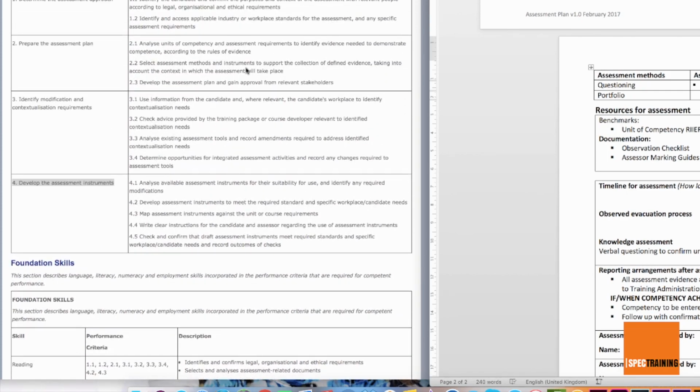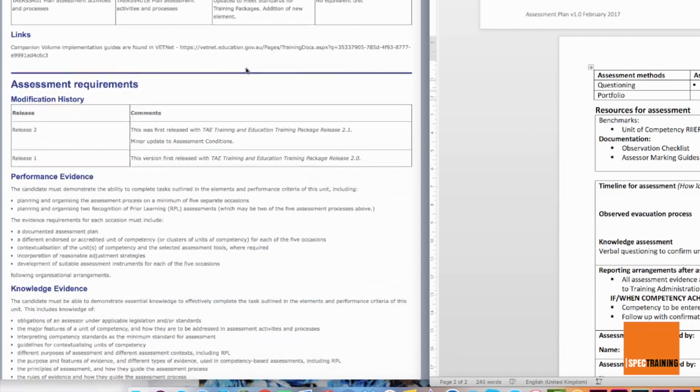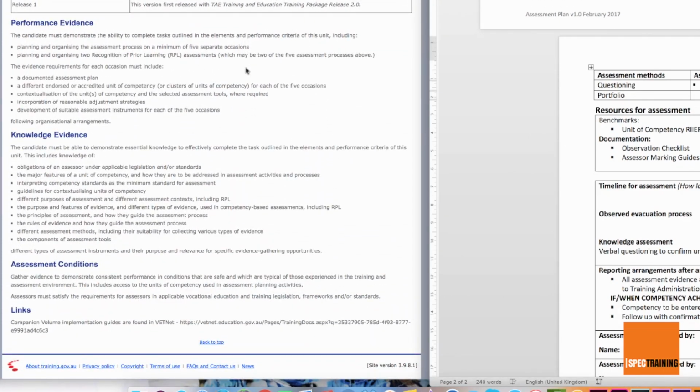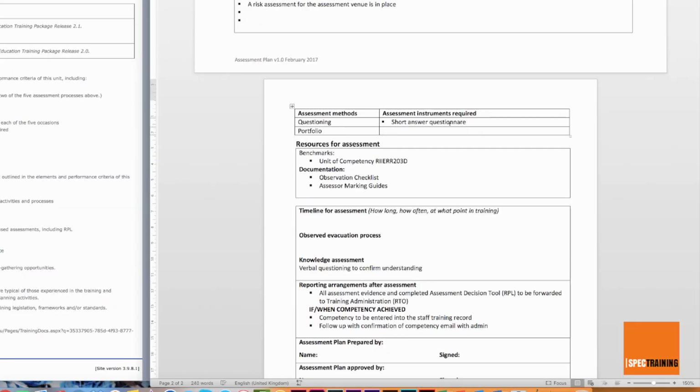So it's quite involved. Now the portfolio, we're going to use a portfolio to gather evidence as well. Helps if I can spell, just realised it. I really can't spell, not today anyway.